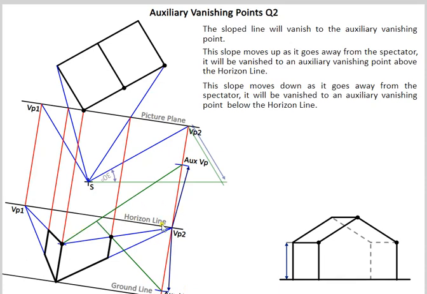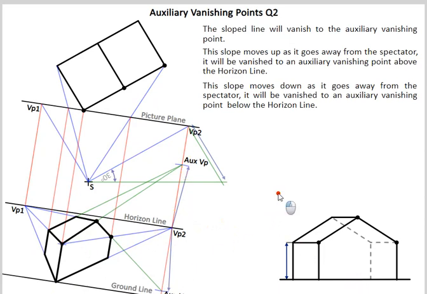Now the main reason for using auxiliary vanishing points is we do not need to construct a height line for the height of the roof. In a question you might not be given the height. So this is why auxiliary vanishing points need to be used. Then we can draw the front, and the back line here is again sloped to auxiliary vanishing point 1. Then the ridge of the roof will be connected to VP1, and this is the drawing complete using two auxiliary vanishing points in this question.